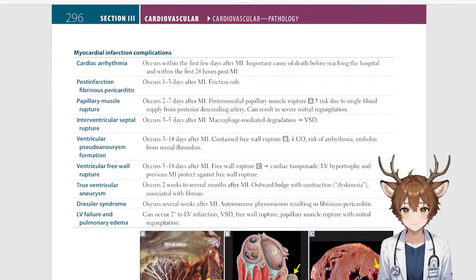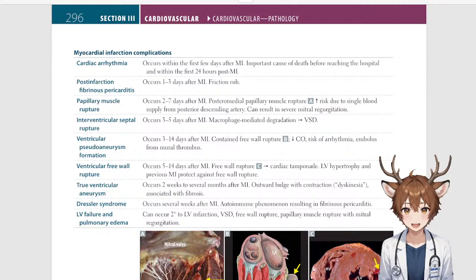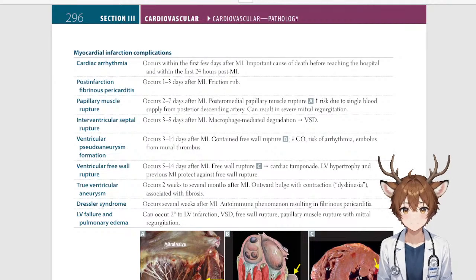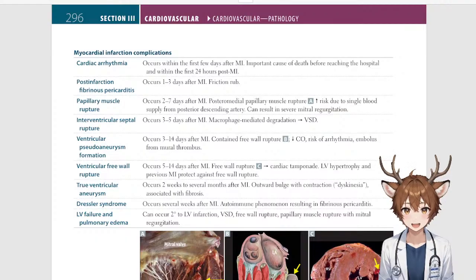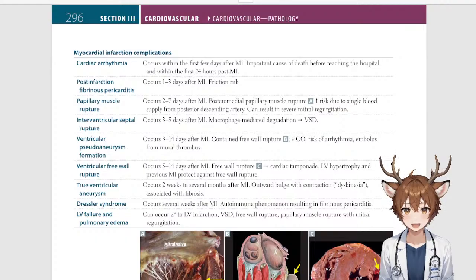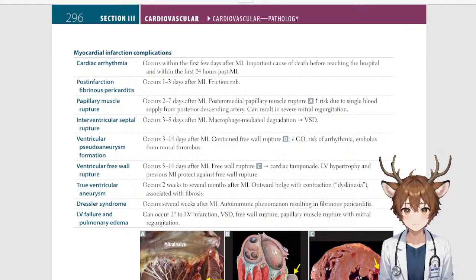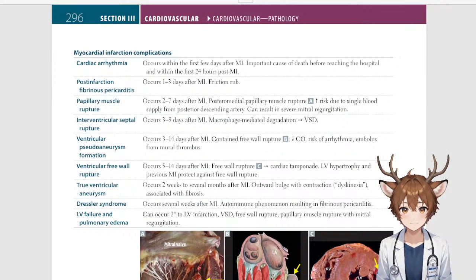Makes sense. Left ventricle hypertrophy and previous MI protect against free wall rupture. Oh, interesting. I didn't think about that. Okay. Well, apparently, even those things are basically pathological. Obviously, having a heart attack is pathological, right? Left ventricular hypertrophy is usually an indication of pathology in the body. But if you actually have those things, it will help protect you against the free wall rupture because, again, the wall is thicker.